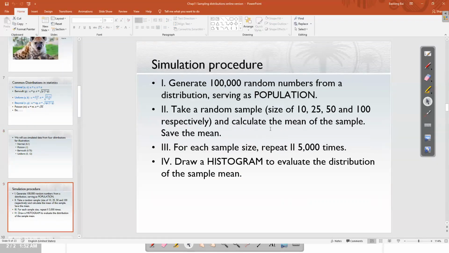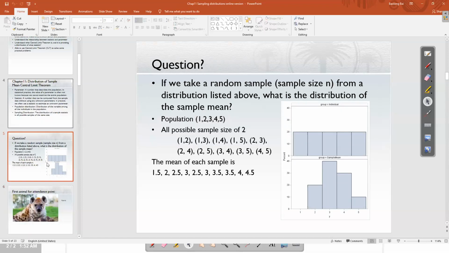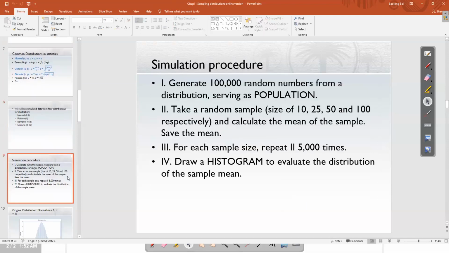Then for each of the populations, we're going to do the simulation process. We're going to generate 100,000 random numbers from each of the distributions to serve as a population. So instead of 5 individuals as a small size population, now we're going to make a population that has 100,000 individuals, right? That's a pretty large population. And then we're going to take a random sample from the population. We're going to choose a sample size of 10 to start with. And then we're going to calculate the sample mean, right?